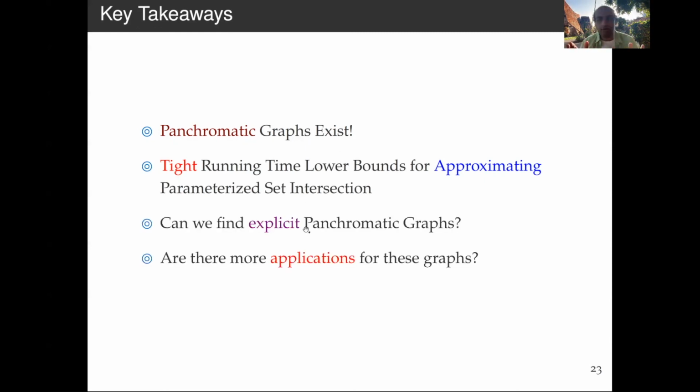Now, there are two main open questions stemming from our work. One is, can we explicitly find these panchromatic graphs? Because all we do is give a distribution, but it would be nice to have an explicit construction. And are there more applications to these graphs? Because it feels like they should be applicable in different scenarios.